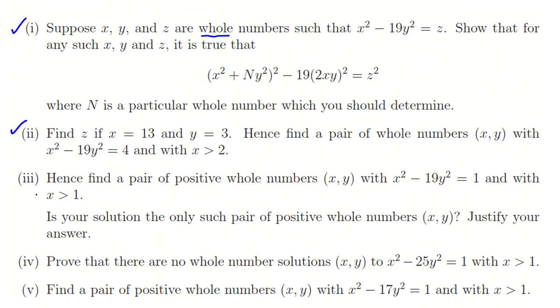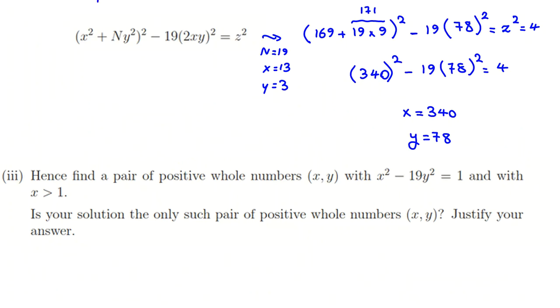Solved. Part 3. Hence find the pair of positive whole numbers x, y with x squared minus 19y squared is 1 and with x greater than 1. Is your solution the only such pair of positive whole numbers x, y? Justify your answer. Again, we can use probably part 1 to solve this problem. Let's try. Okay, as I said, in problems of math, when we have different parts, we should use previous parts.